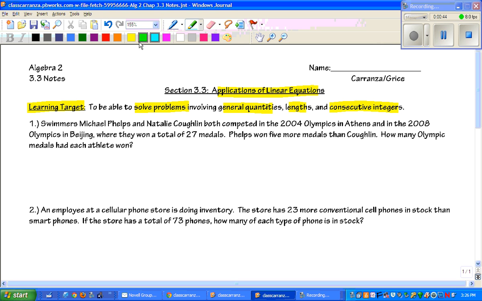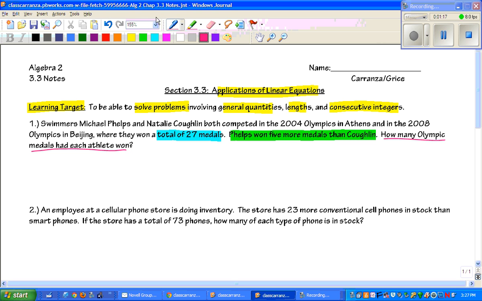All right, question number 1. Swimmers Michael Phelps and Natalie Coughlin both competed in the 2004 Olympics in Athens and in the 2008 Olympics in Beijing, where they won a total of 27 medals. Phelps won 5 more medals than Coughlin. And the last one is, how many Olympic medals did each athlete win?